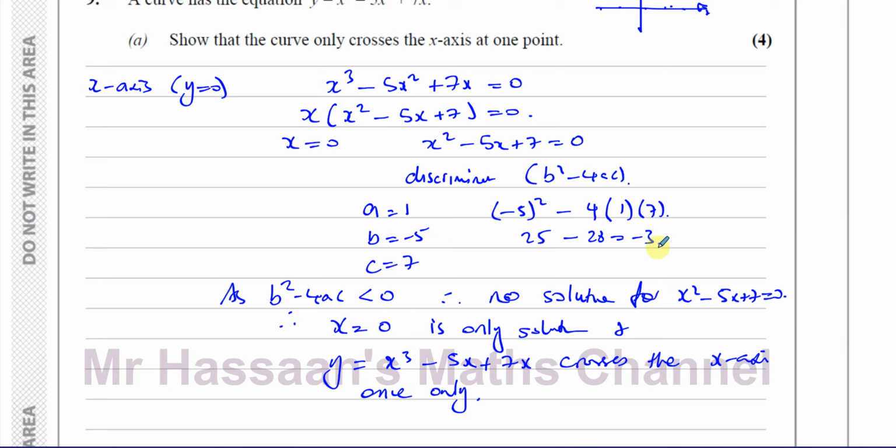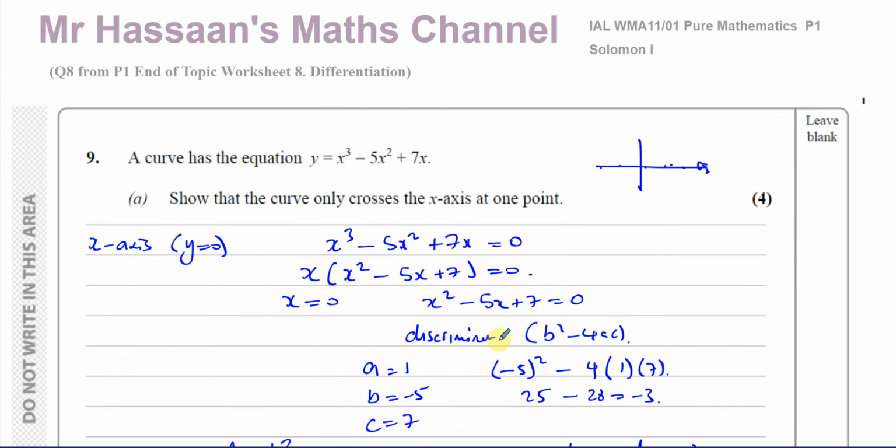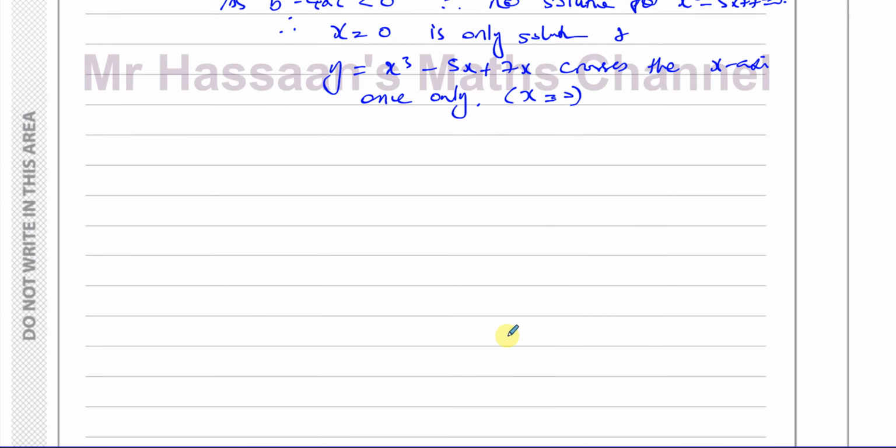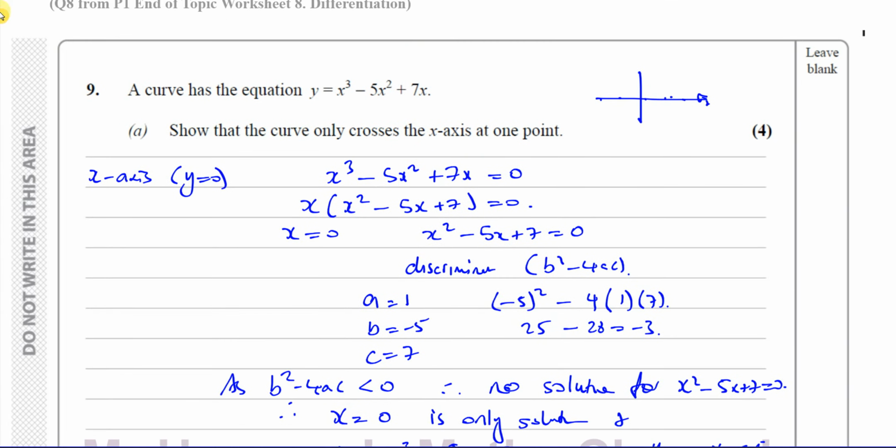So it's important for you to make some sort of qualifying statement. Don't just leave it as minus 3 here. You should mention that because the discriminant is negative, as it's less than 0, therefore there's no solution to this part of the equation here, and therefore the original equation only crosses the x-axis at one point when x equals 0. So that's very, very important. That's part A done.